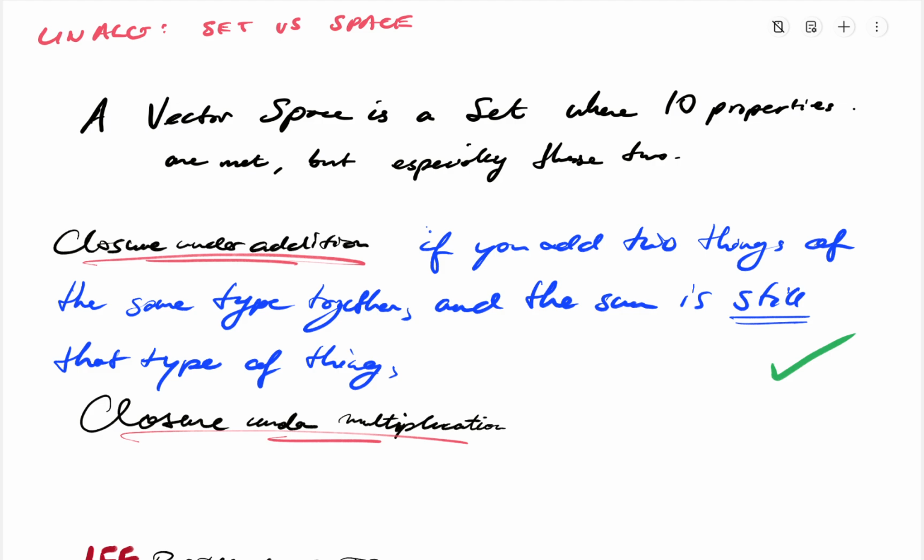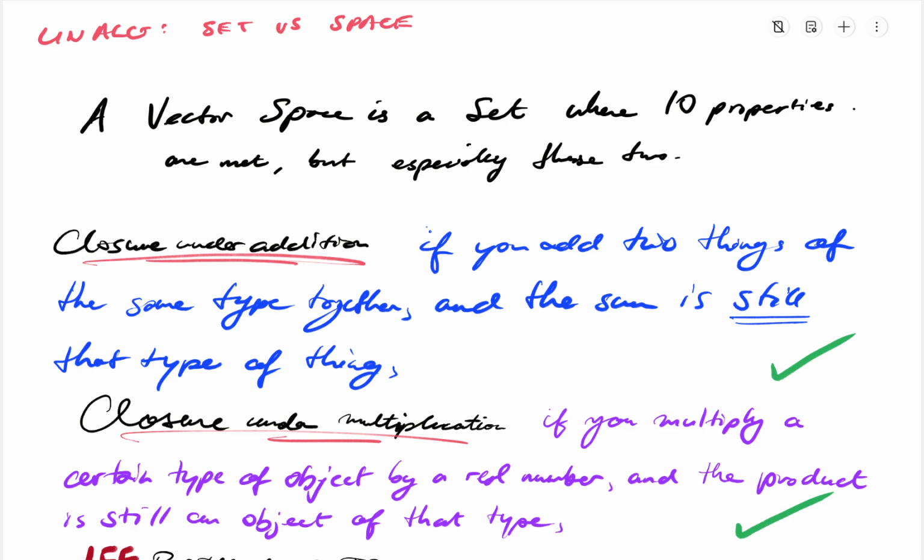So if I add two real numbers together, the sum is still a real number. That means that R2 and R3, for example, are vector spaces. And if you define something that way, and for any addition together it's still the same type of thing, it's closed under addition.